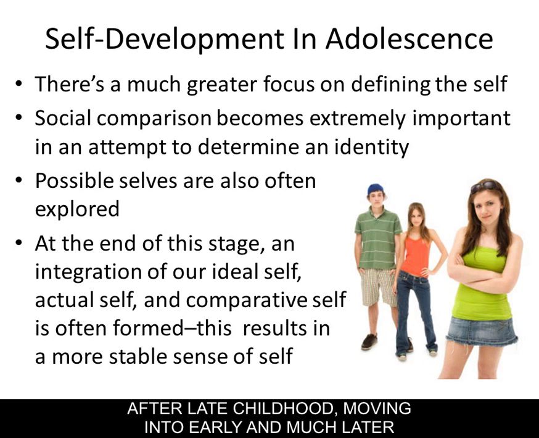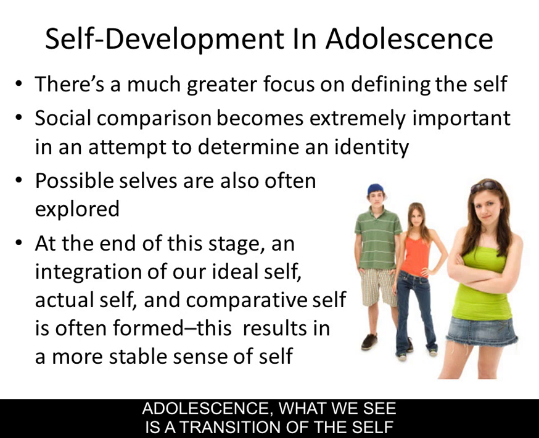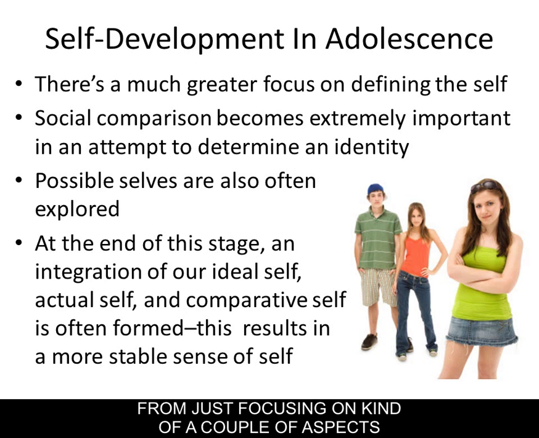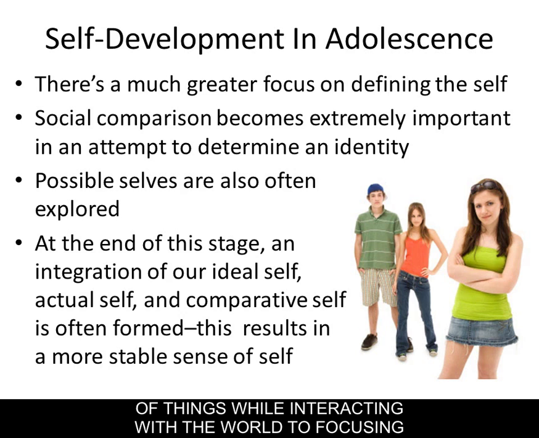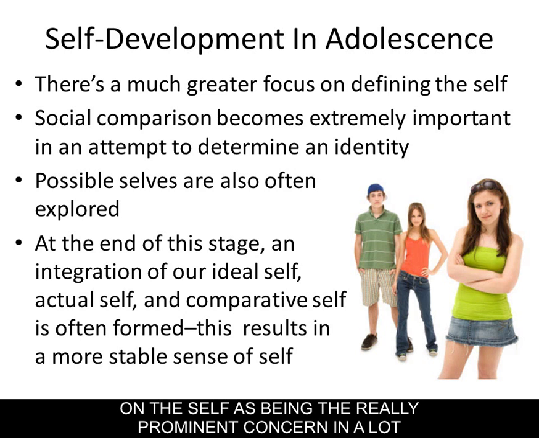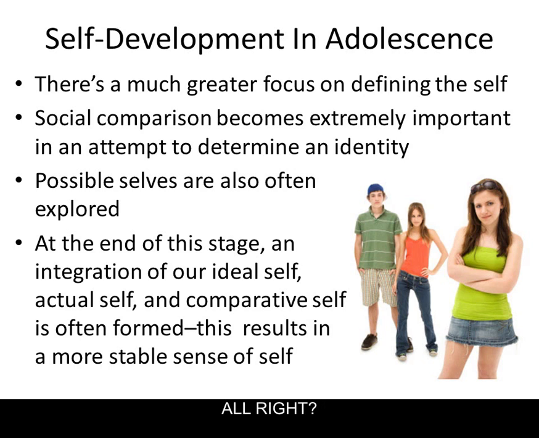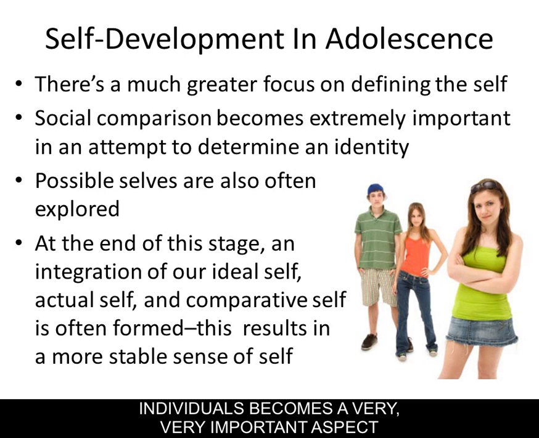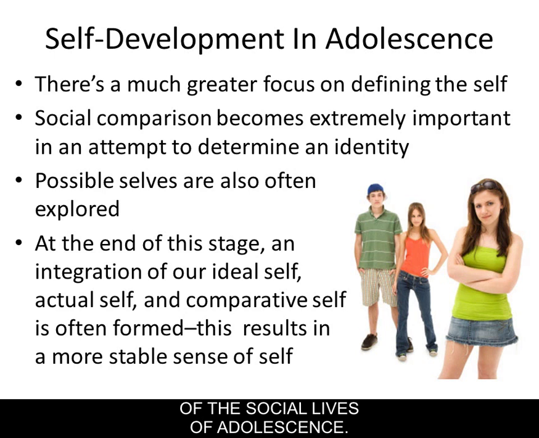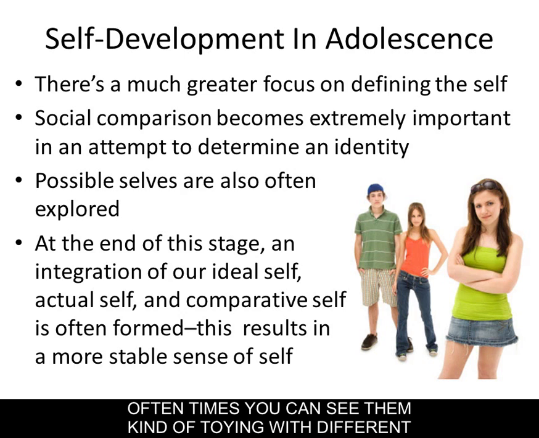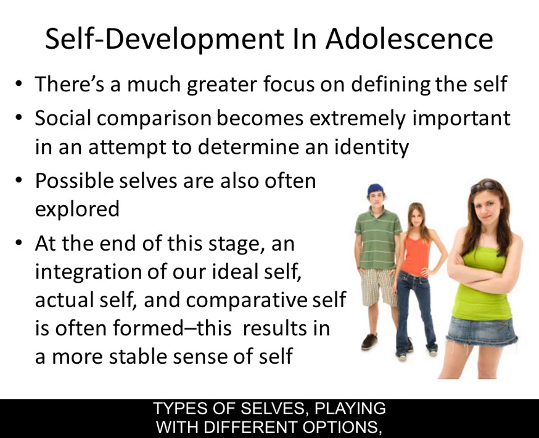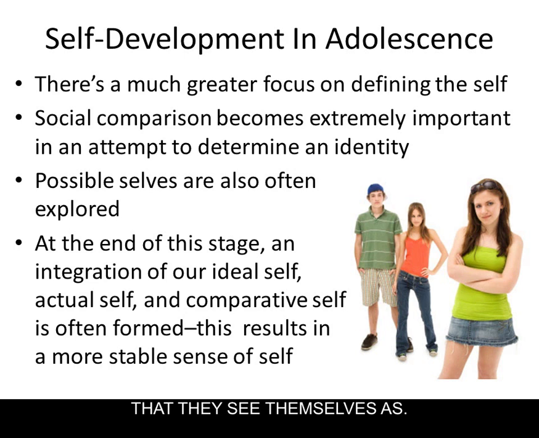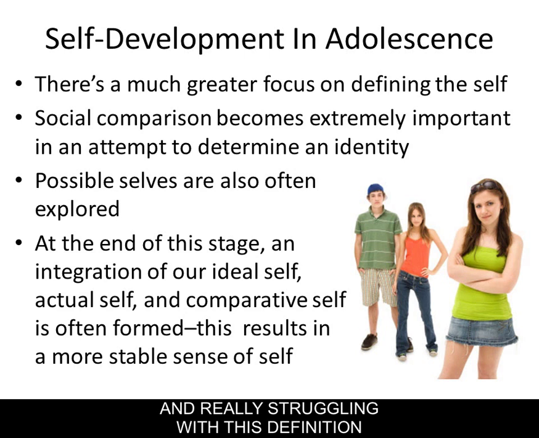After late childhood, moving into early and much later adolescence, what we see is a transition of the self from just focusing on a couple aspects of things while interacting with the world to focusing on the self as being really the prominent concern in a lot of adolescents' lives. All right? Knowing who we are, trying to define who we are for other individuals, becomes a very, very important aspect of the social lives of adolescents. In fact, if you've ever been around an adolescent, oftentimes you can see them toying with different types of selves, playing with different options, and trying to interact and fulfill those roles that they see themselves as, and really struggling with this definition of the self.